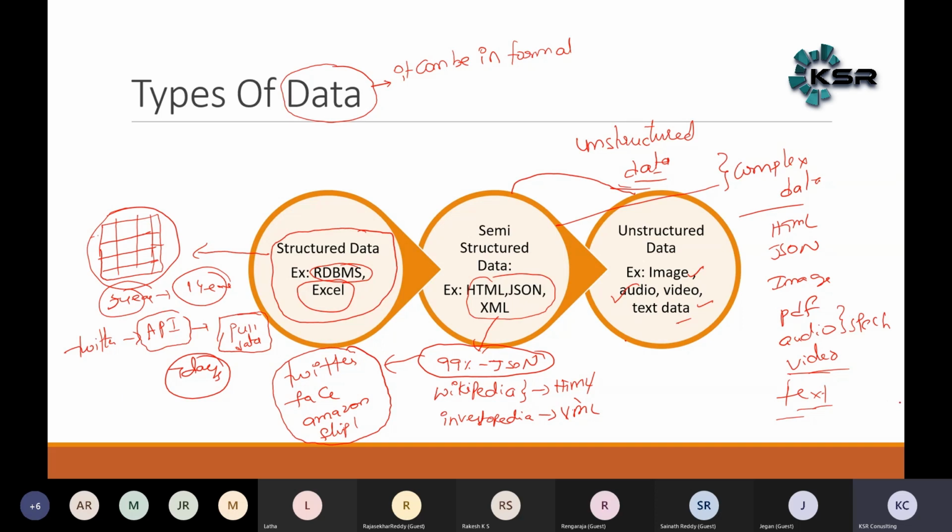Is it clear? Any questions, guys? Any doubt on this point? Any HTML, JSON, image, PDF, audio, video, text, speech, it all comes under complex data. Now, any questions, guys? Any doubt on this point?